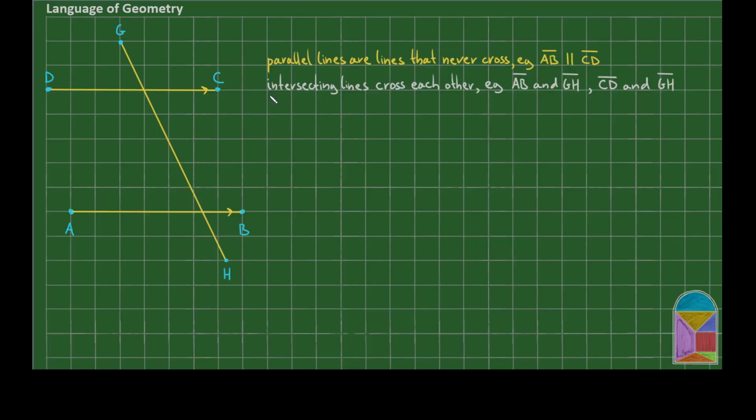On the other hand, intersecting lines do cross each other. In this example, I could say that line GH intersects with both line AB and line CD. Perpendicular lines are a special case of intersecting lines. They cross at a right angle or 90 degrees. To indicate that line AB and line EF are perpendicular, we use this special symbol that looks a bit like an inverted or an upside down T. On the diagram itself, I can indicate a right angle by drawing this symbol.